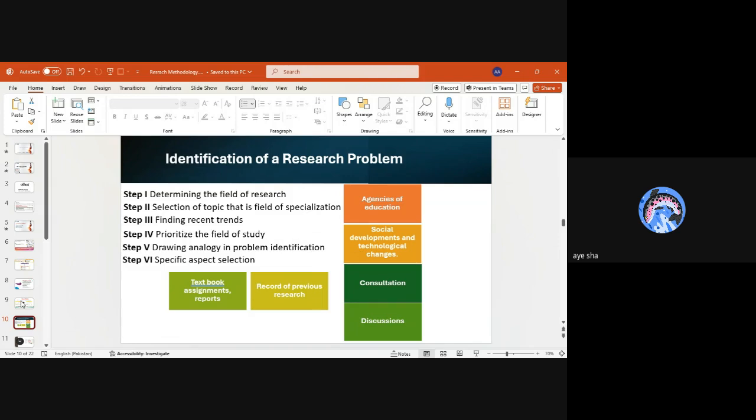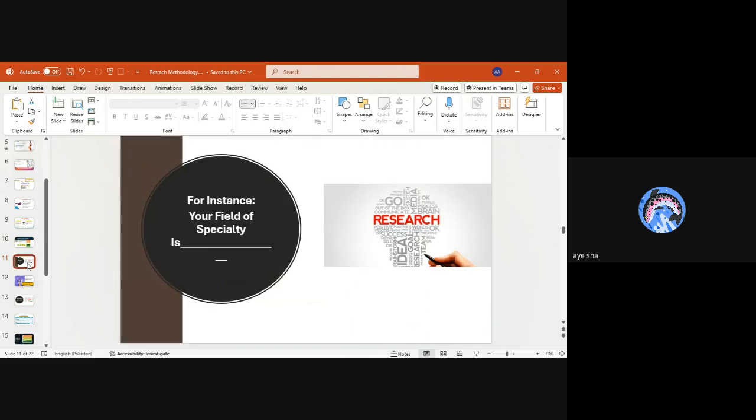For example, if you are doing research for your organization, you can consult a specialist, that I want to do this and that. What do you think would be the best way to do this? Or you can go for the discussion among your colleagues or your fellows, etc. Or you can look at the previous research, or obviously the textbooks, assignments, reports, depending on what is the availability and what is the nature of your interest.